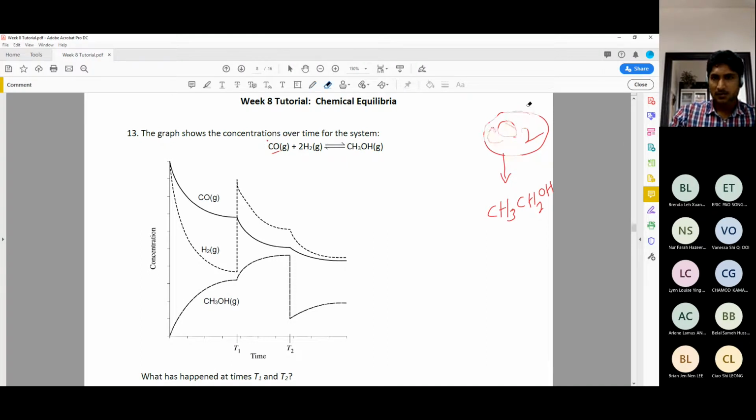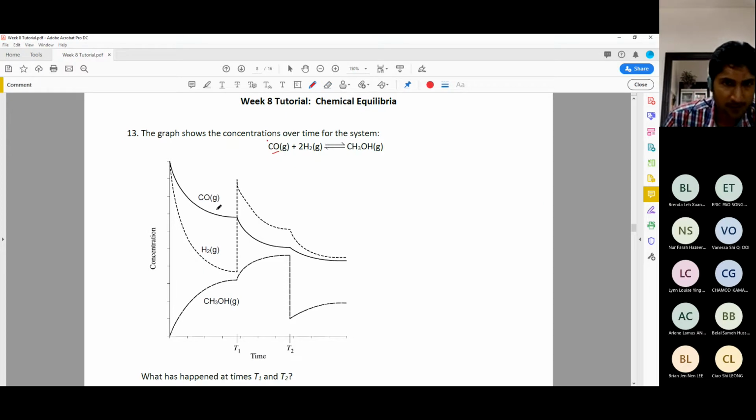Enough talking. Now go back to the problem of this tutorial. This problem is saying that we are producing methanol from carbon monoxide, and for this, carbon monoxide reacts with hydrogen in a 1:2 reaction, producing 1 mole of methanol.